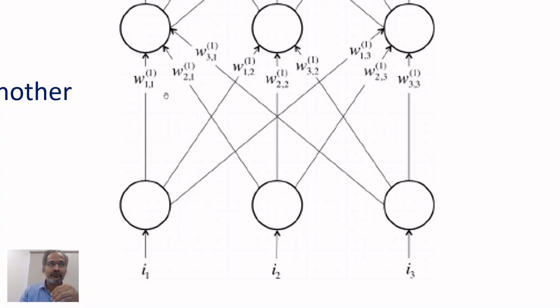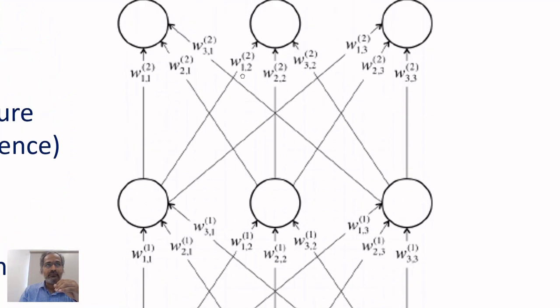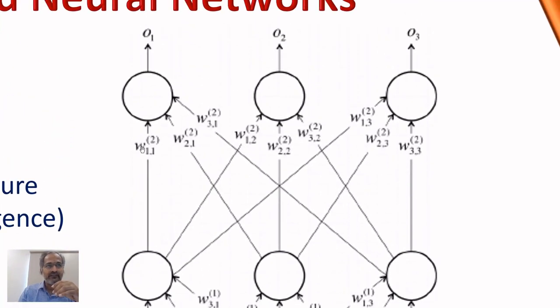This will be represented with subscripts. In the subscripts, we represent the weight number and the neuron number. And one more superscript is there, which represents the layer number. This is the first layer, so we have this.